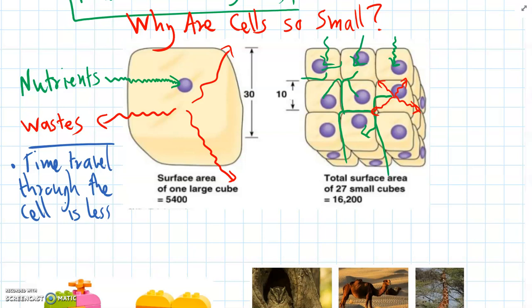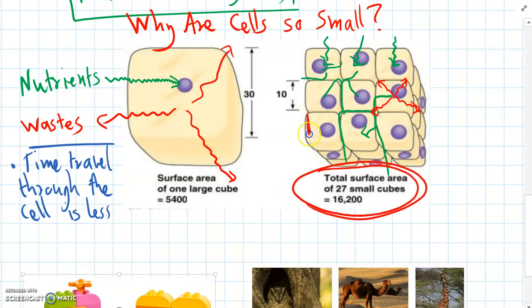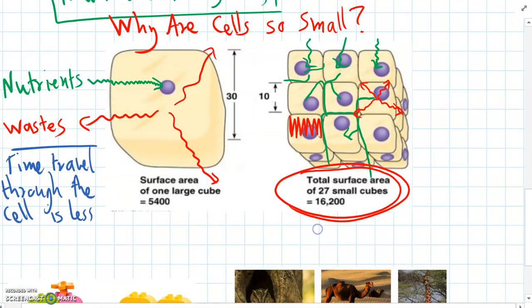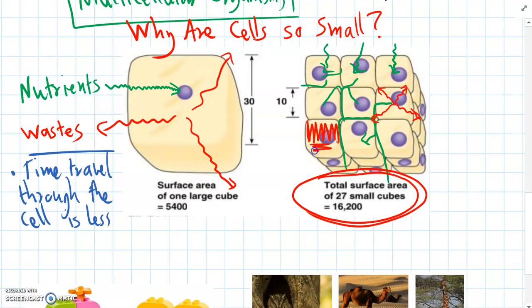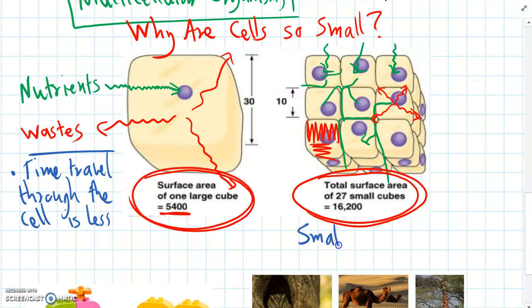And another name we give this is, we say that the surface area of small cells is a lot bigger than larger cells. So we can see here, if we calculate the surface area using maths, the total surface area of all these small cells is a lot bigger than the total surface area of one large cell. And that lets nutrients and wastes easily go in and out. So small cells have a greater surface area.